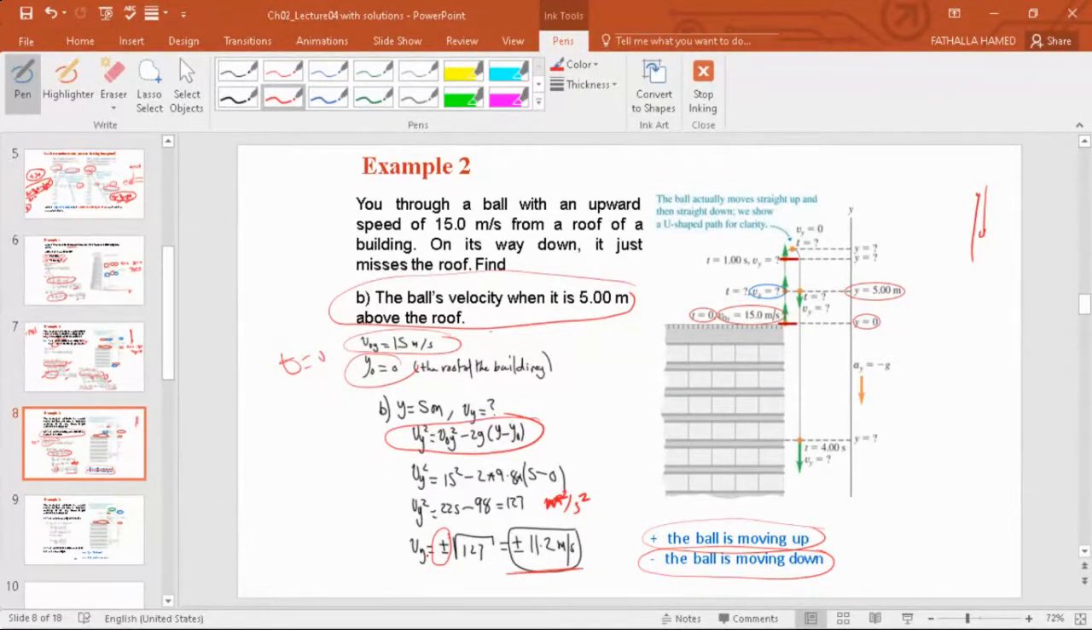So you don't have to look at the time that you are at 5 meters while you are going up, and then calculate the velocity there. You can do that, and you look at the time when you're at 5 meters coming down, and you calculate. It will take a long time, but these equations work for the whole trip, so you can do them in one step like this. Is this clear?